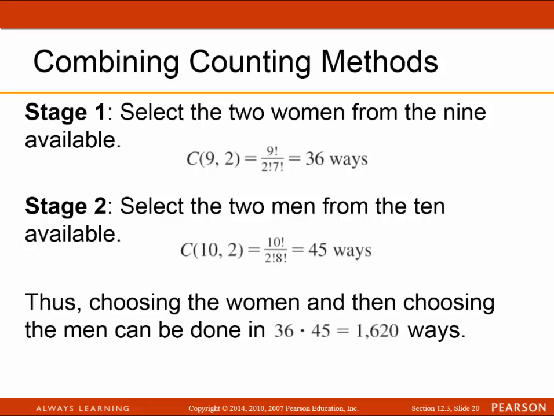The first thing is we're going to select 2 women from the 9, so that's going to be a combination of 9 women selected 2 at a time, and that's 36 different ways. Then we're going to select the 2 men from the 10 available, so that's a combination of 10 men taken 2 at a time, which is 45 ways. So thus, choosing the women and then choosing the men can be done in 1,620 different ways.